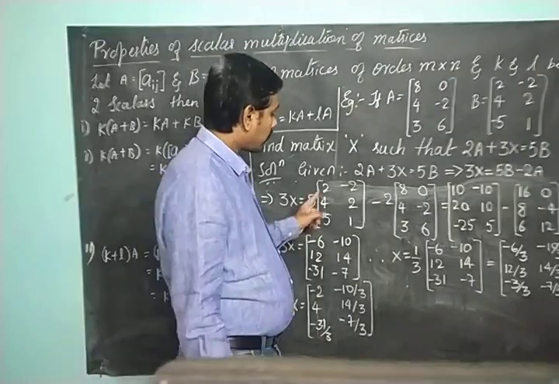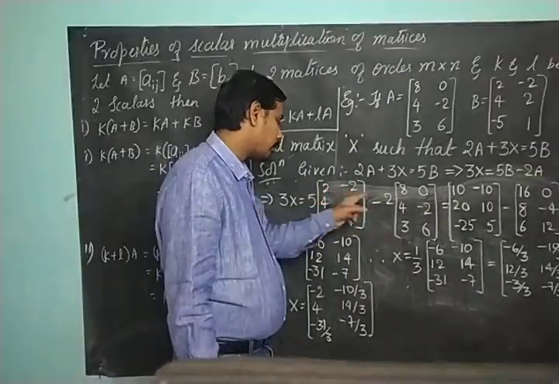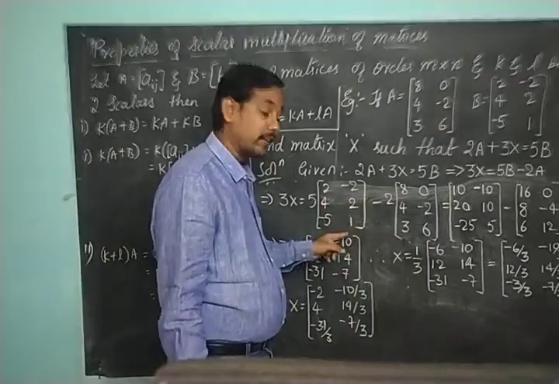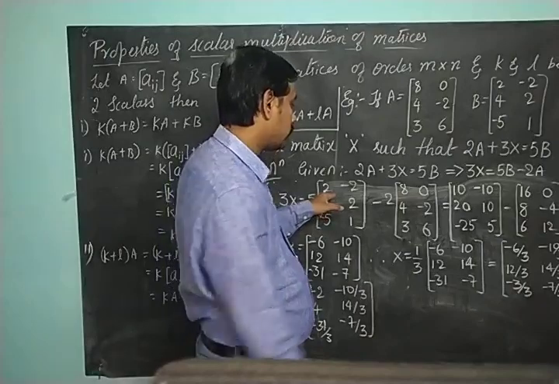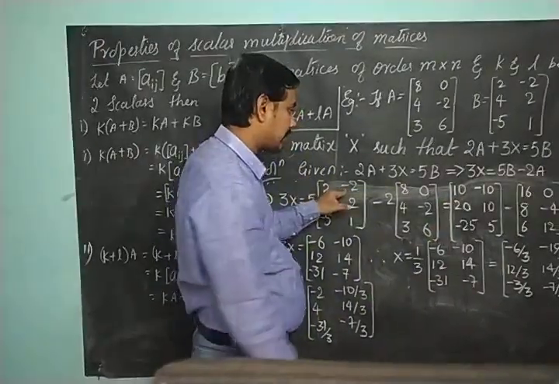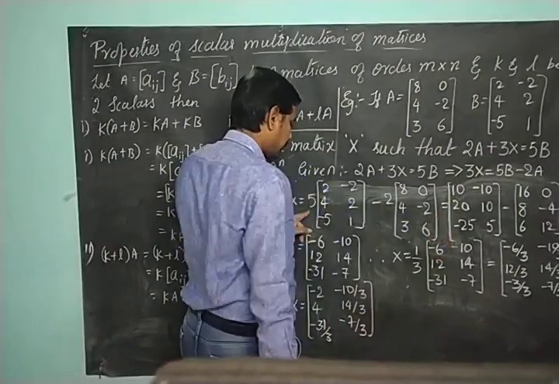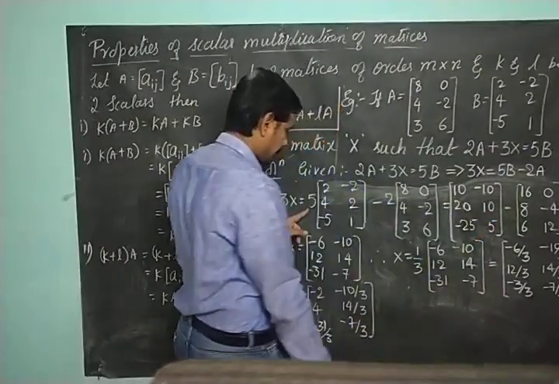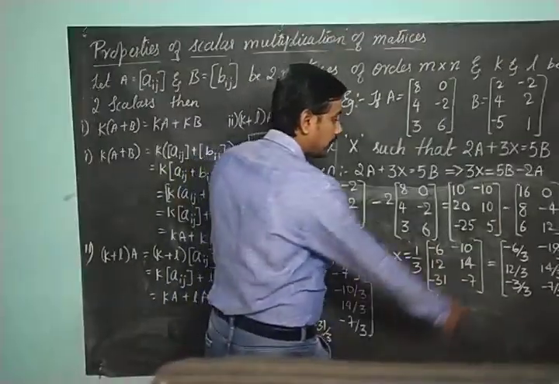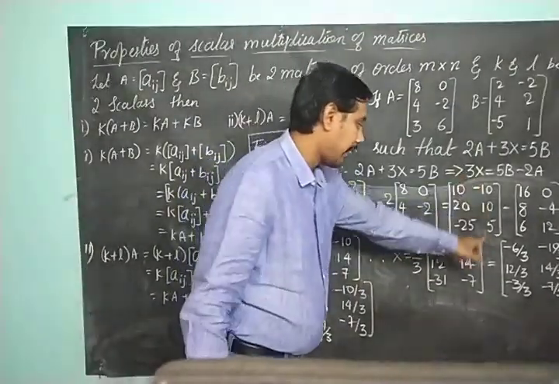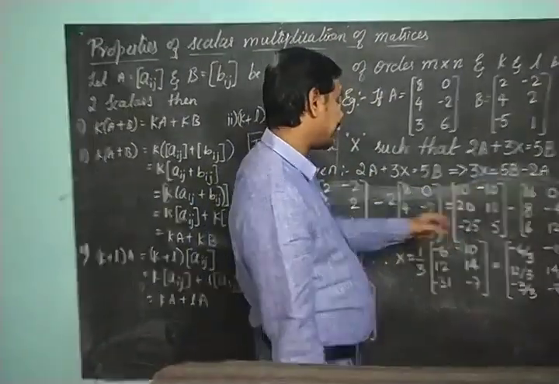So what happens here? Each and every element of this matrix, that is 2, -2, 4, 2, -5, 1, gets multiplied by 5. 5 into 2, 10. 5 into -2, -10. 5 into 4, 20. 5 into 2, 10. 5 into -5, -25. 5 into 1, 5. This is 5 into matrix B.